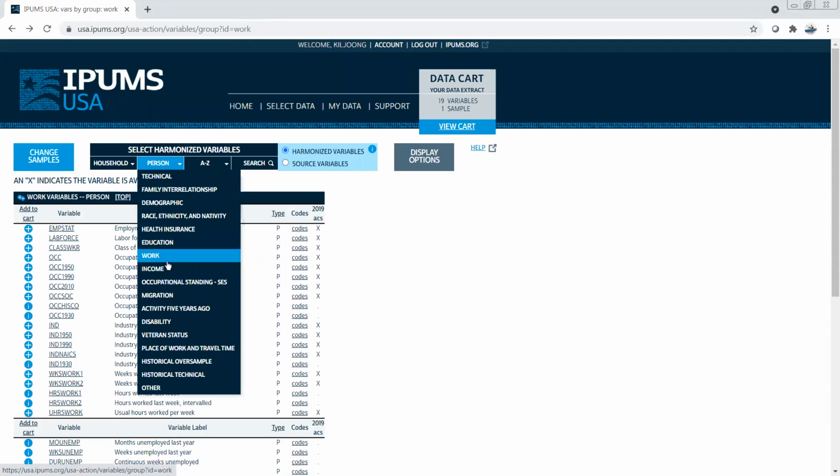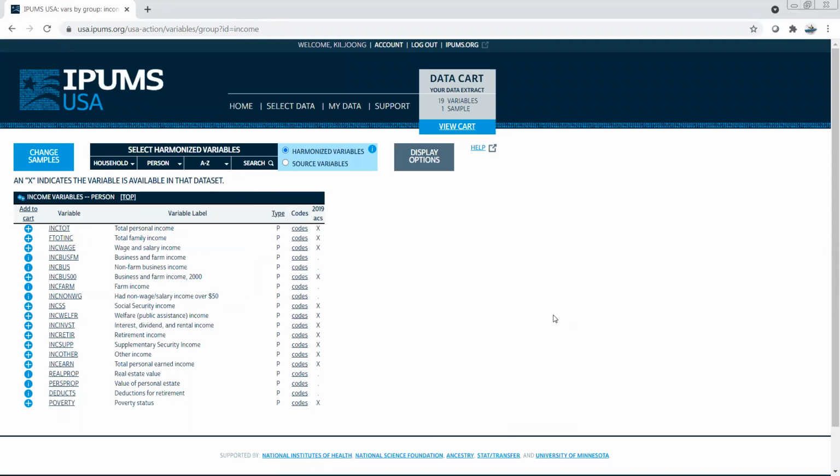Okay, income. Again, remember, this is person's data. So just like we saw in health insurance, it captures total personal income, although it does have family income there. It also disaggregates types of income, right down to Social Security, public assistance, interest or retired income. So it has different types of income.